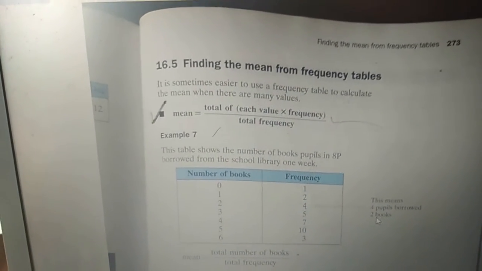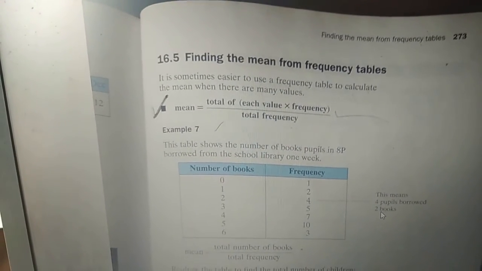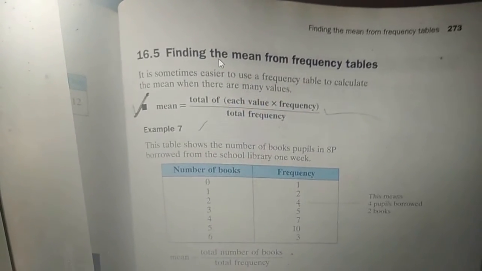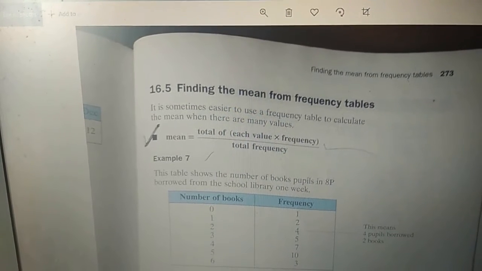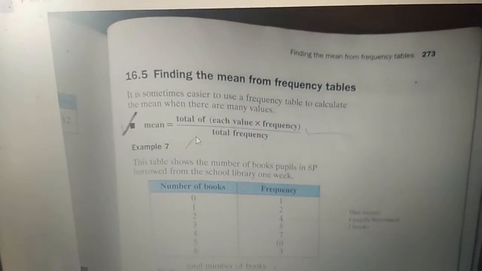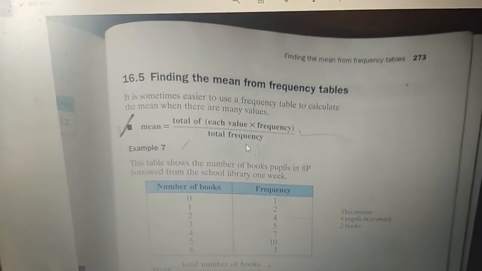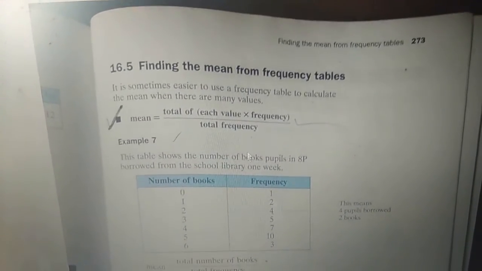Since the topic of discussion is the frequency table, we have mean and median. We will broadly talk about the mean. First things first, the formula. The formula of mean is the total of each value multiplied by its frequency, divided by the total frequency. So what are these things? We are coming to that.